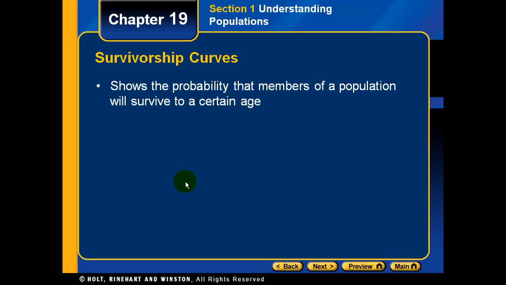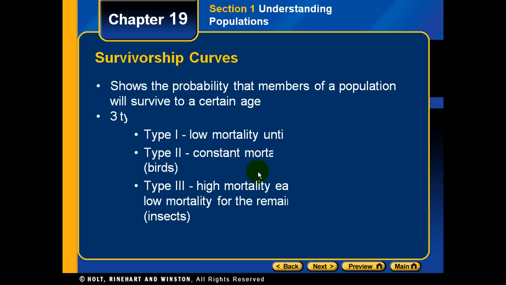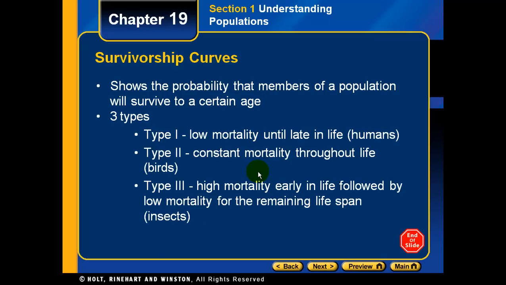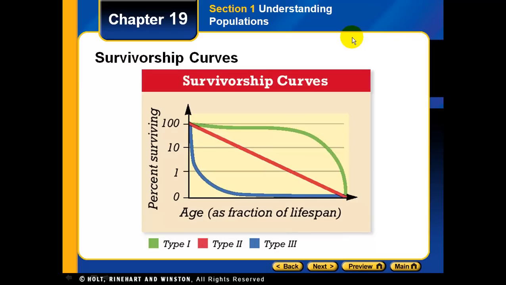The last one is survivorship curves. This shows the probability that members of a population will survive to a certain age. There are three types. Type 1 has a low mortality until late in life, which is humans, us. Type 2 is birds, where you have constant mortality throughout your life. And type 3, there's high mortality early in life, followed by low mortality for the remaining lifespan. And that example is insects.